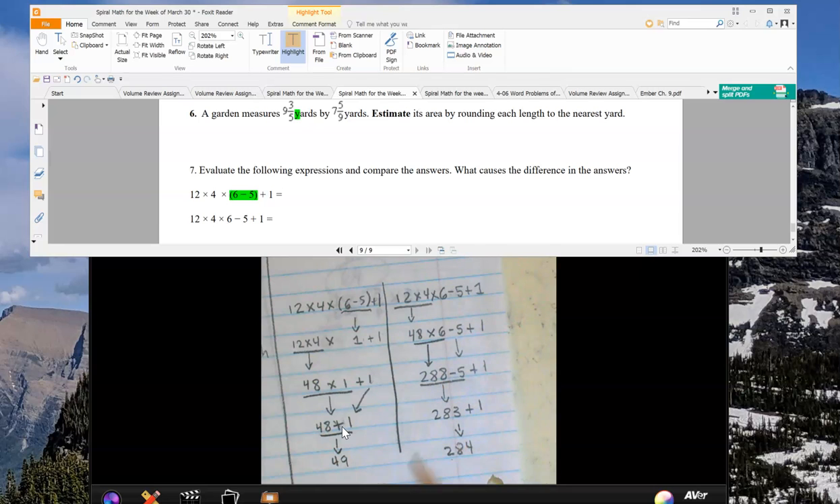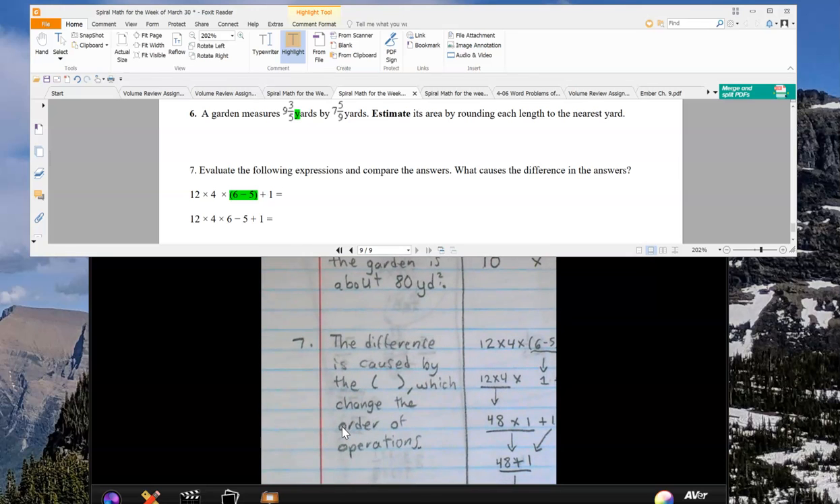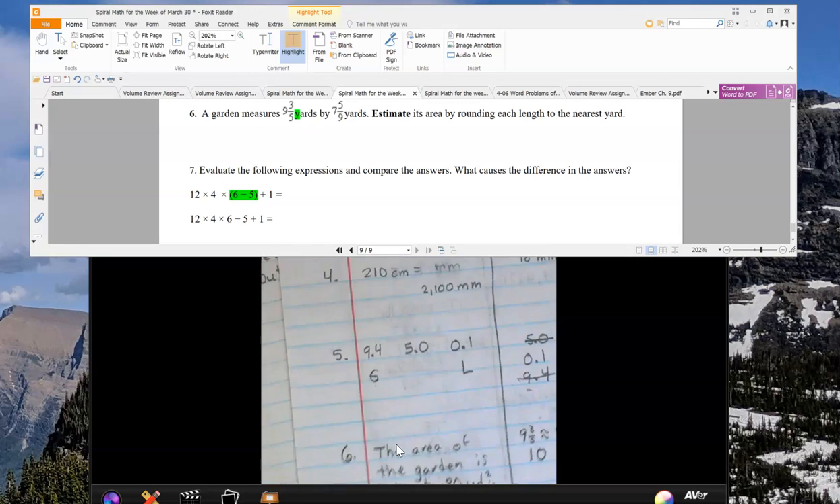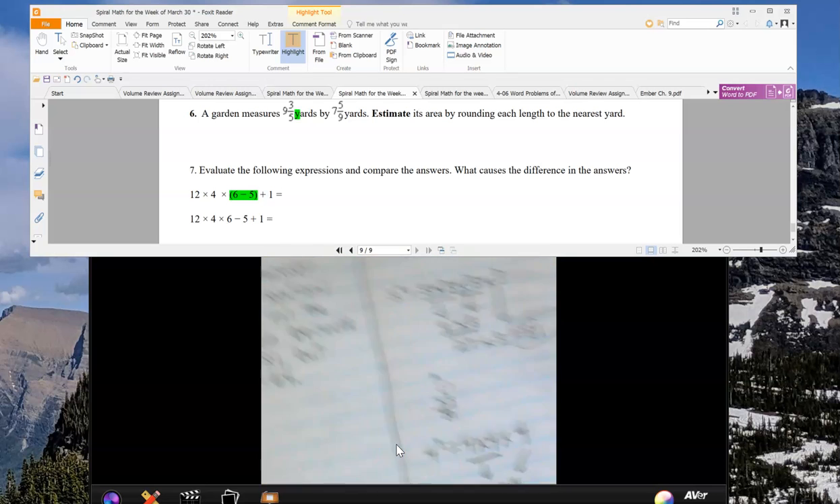So as you can see, there's a big difference between 49 and 284. And the reason why is going back to here. The difference is caused by the parentheses, which change the order of operations. So if you have a because sentence here, or just starting to say it like this, that's fine. But I do want you to tell me why there is a difference. What causes the difference in the answers? I'm going to go to the final one, which is number 8.